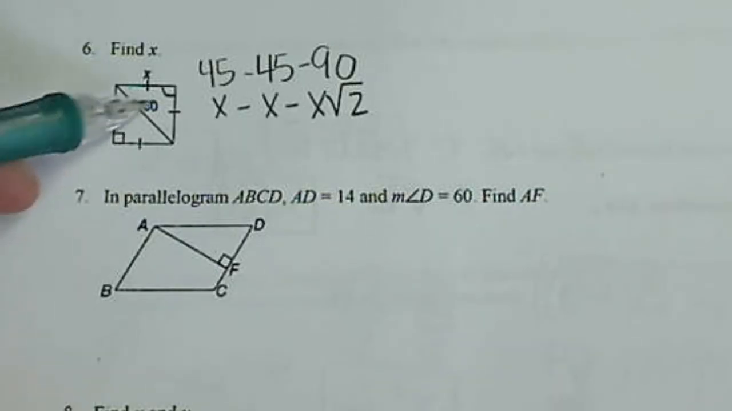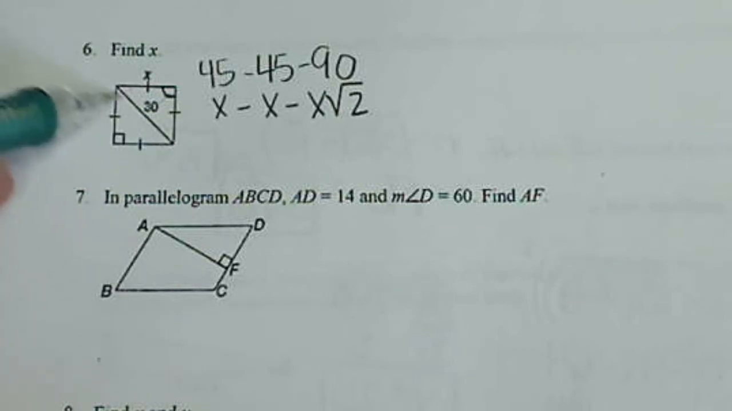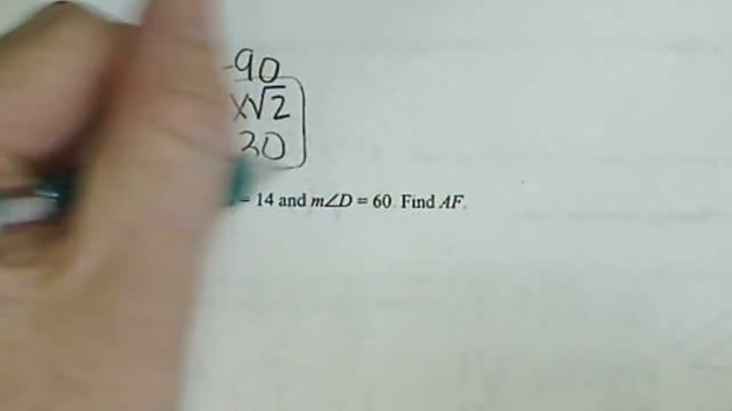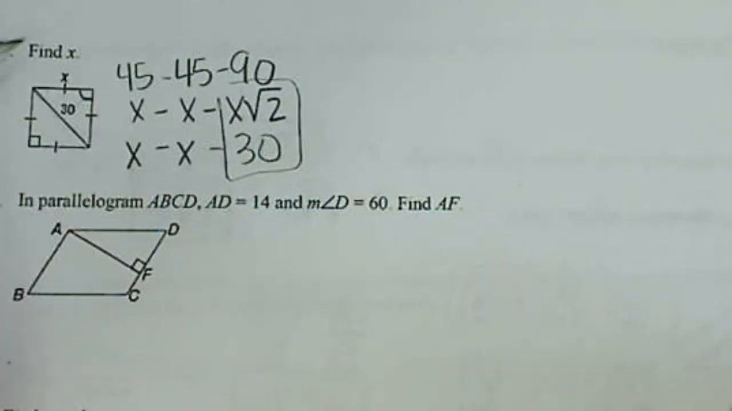So what do I know? I know this side across from the 90 is 30. So that corresponds to the x roots of 2. So to solve for that, I'm going to make a little equation. Set those two equal to each other.